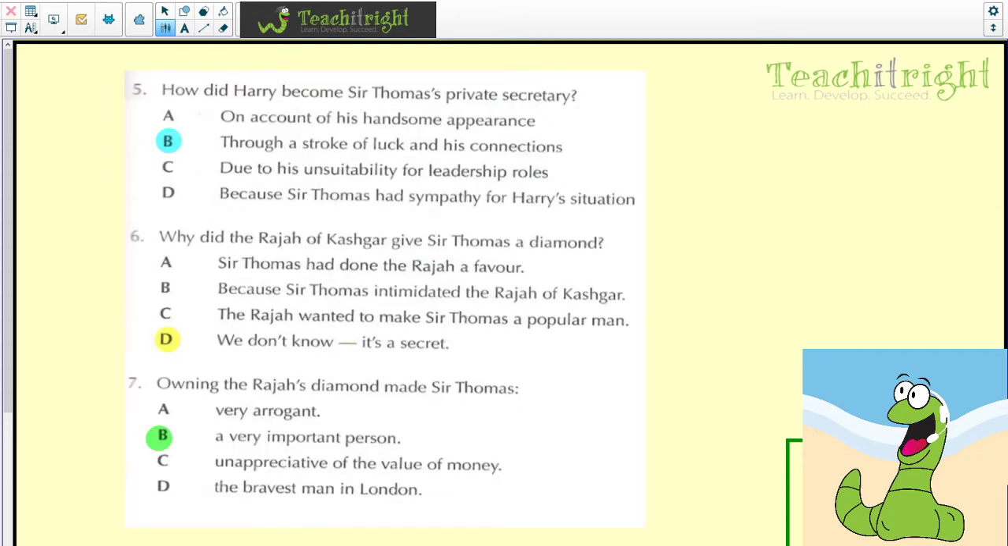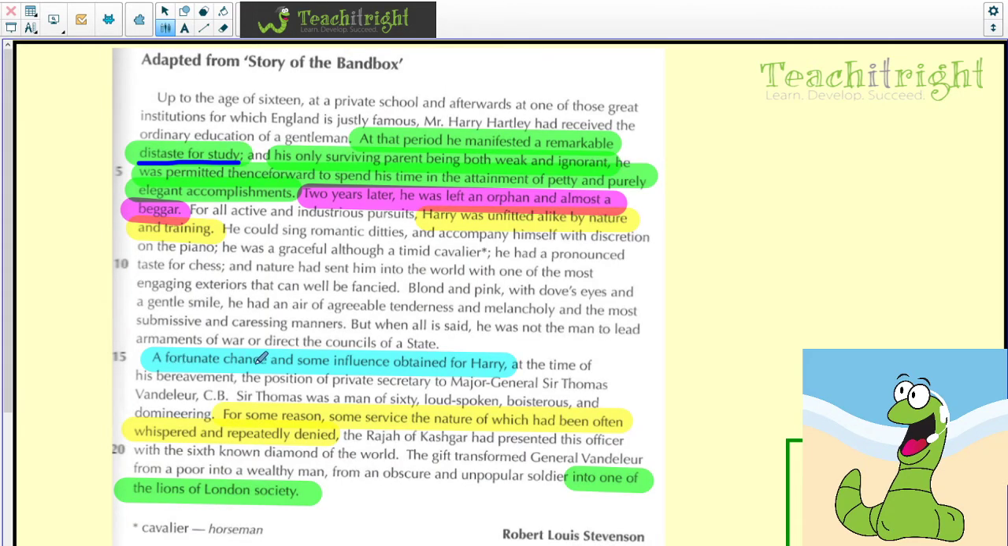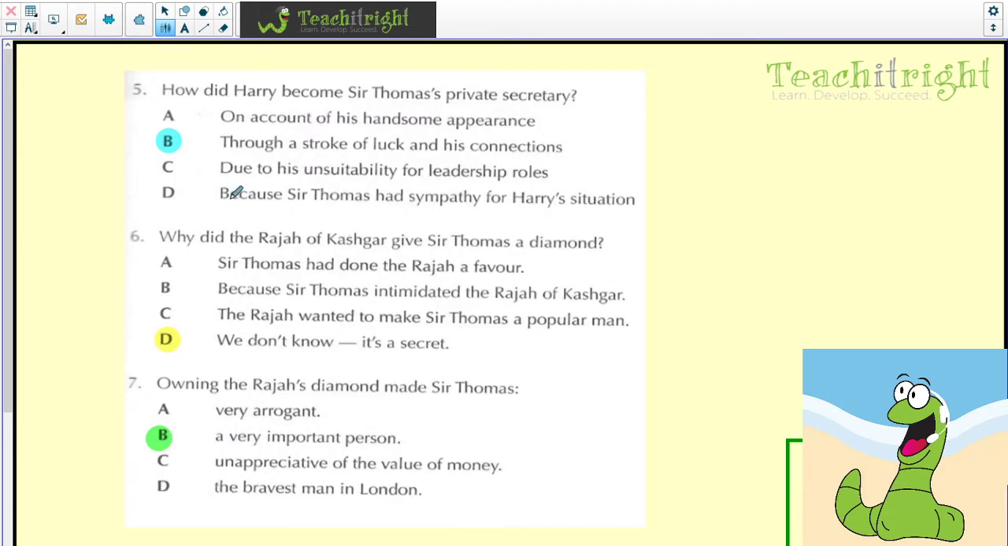Question 5. How did Harry become Sir Thomas's private secretary? Well, if we go back to the text, it says here, a fortunate chance with some influence obtained for Harry. So lucky, but also influence obtained. In other words, connections, people that could help get Harry that particular job. So let's go and have a little look. Through a stroke of luck and his connections.